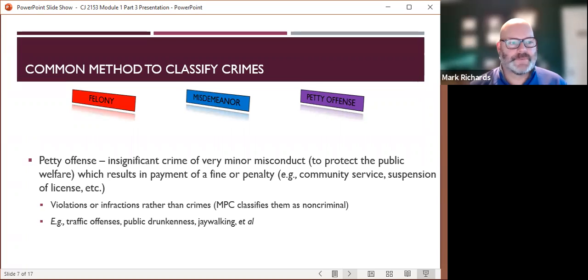You have petty offenses, which are insignificant crimes of very minor misconduct. These are intended to be a protection of the public welfare. And these crimes often result in the payment of a fine or some type of penalty like community service, suspension of a driver's license, etc. These are considered violations or infractions rather than crimes, and the Model Penal Code actually classifies these as non-criminal. These are things like traffic offenses, public drunkenness, or jaywalking.